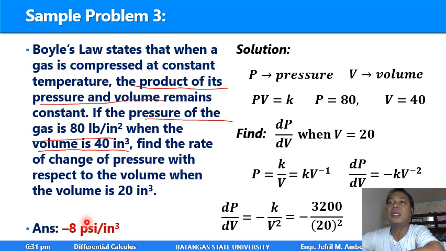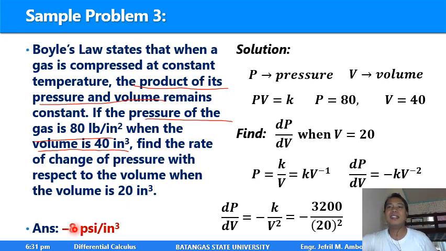And what's the unit? So the unit of P, of course, is PSI, and the unit of volume is cubic inches. That's why the unit of our answer is in PSI per cubic inches. Now, you might ask, sir, what is that negative sign for? So the negative sign here indicates that the quantity is decreasing. That means that lumiliit yung quantity at that particular instant. Kaya po siya ay negative. Okay? Yun lang po ang ibig sabihin ng negative sign.